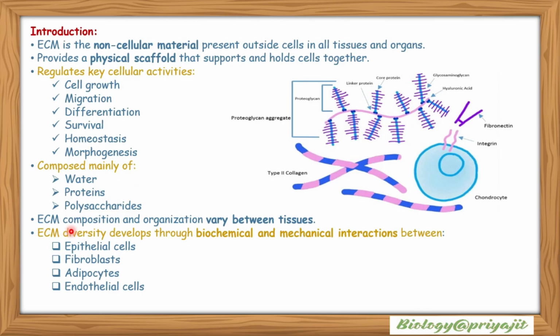But ECM composition and organization vary between tissues and organs. ECM diversity, the variety of ECM, develops through biochemical and mechanical interactions between the epithelial cells, fibroblast cells, adipocyte cells, and endothelial cells. This is the image showing the basic structure of the ECM.